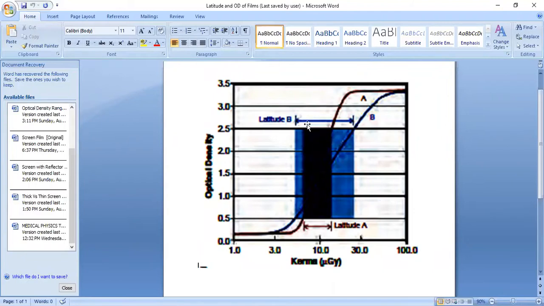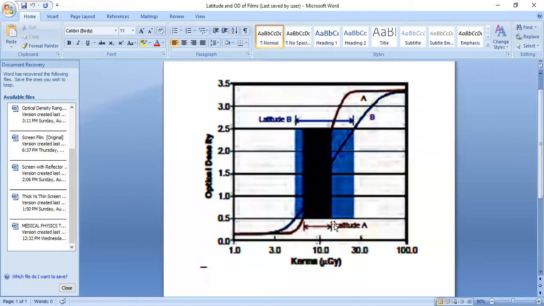That is, latitude B is bigger than latitude A, though A has a better contrast because it is steeper. But at the end of the day, the one that has better contrast has lower latitude.